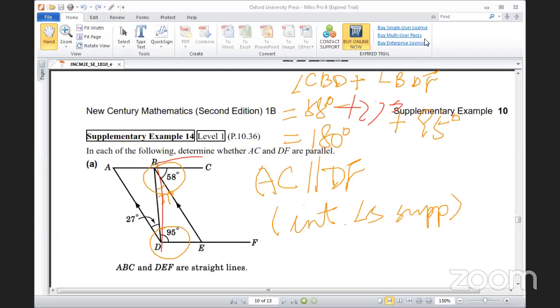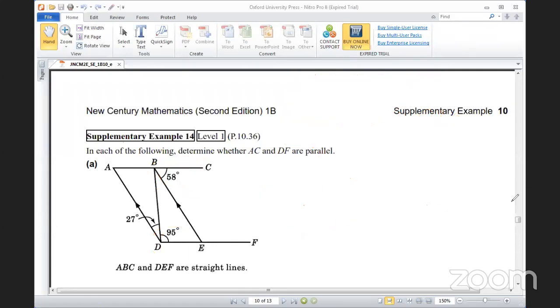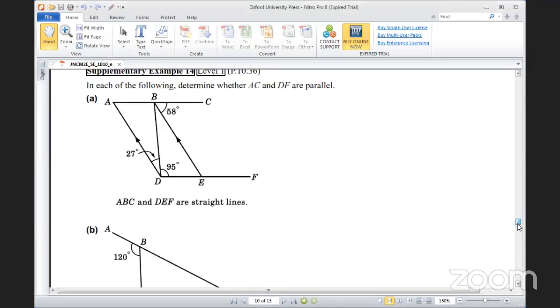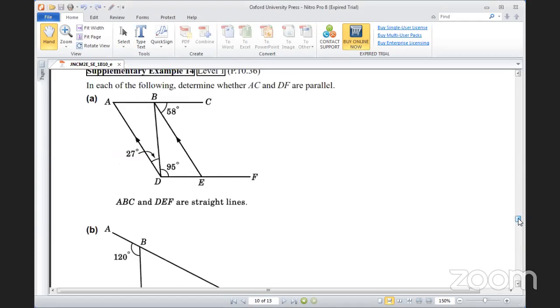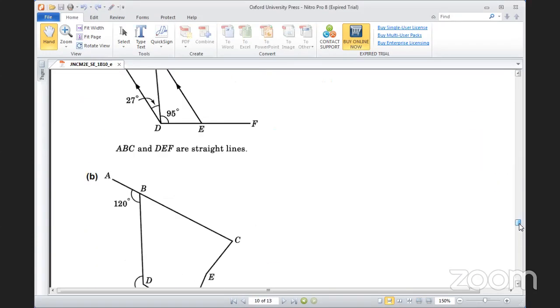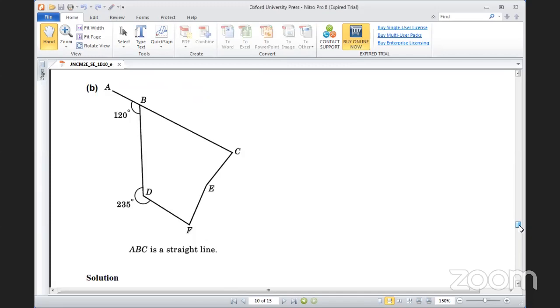Then we go to the next one. We need to check AC and DF.